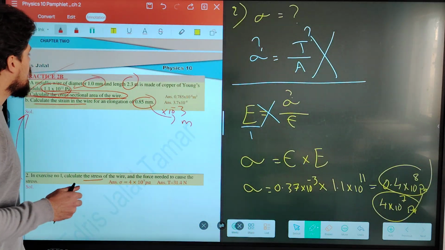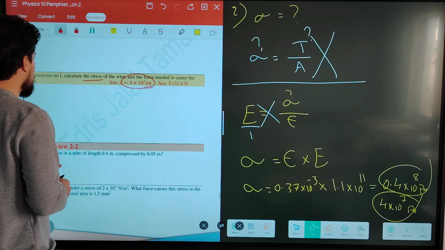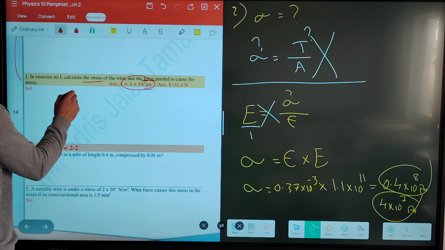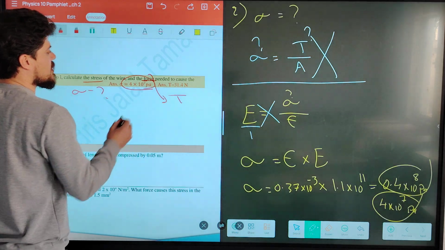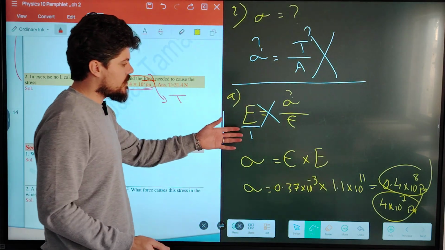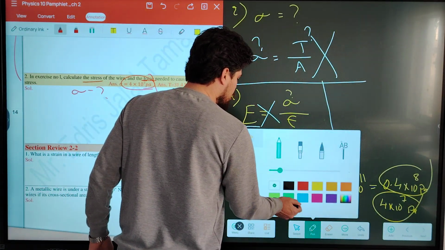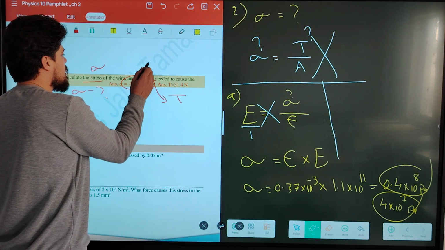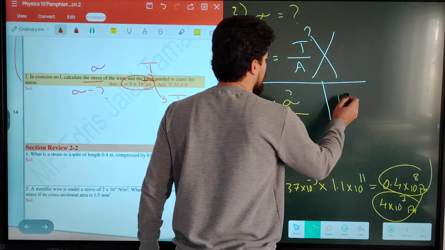The final answer for stress is equal to 4 times 10 power 7, and the tension, the force, is unknown. In question 2, we have 2 unknowns: stress and the force needed to cause the stress, which is tension. This is branch A. Branch B: in this question we have 2 unknowns, stress and tension. We found stress, now we are finding the tension.